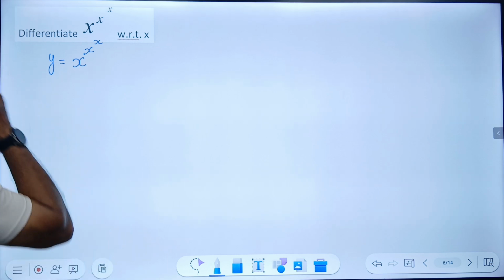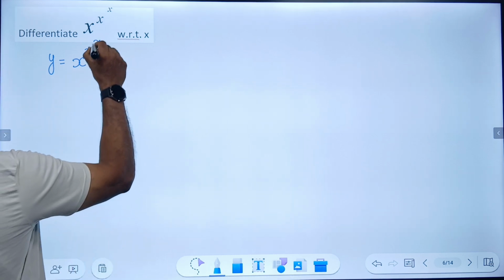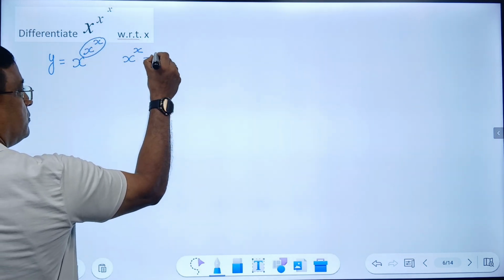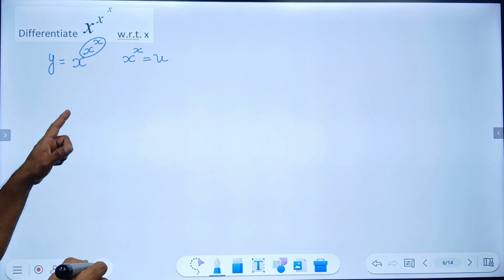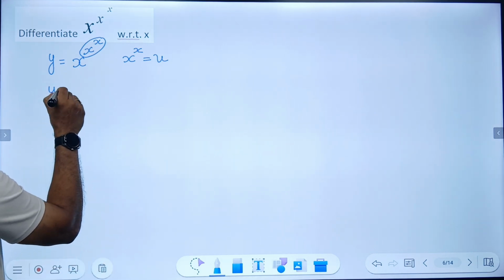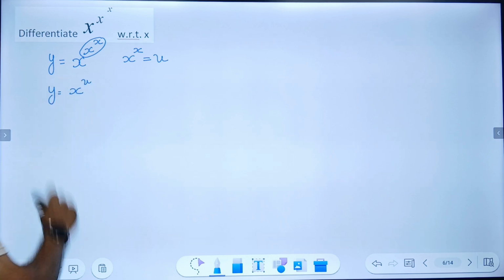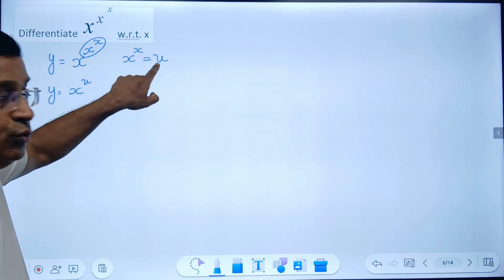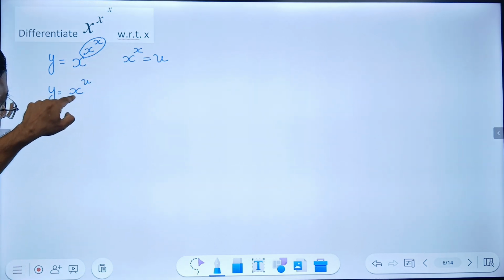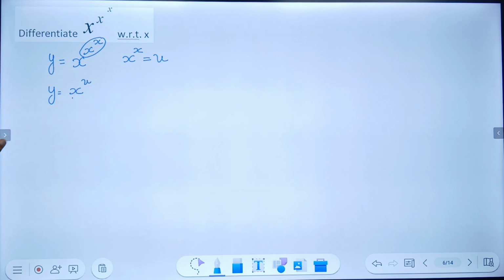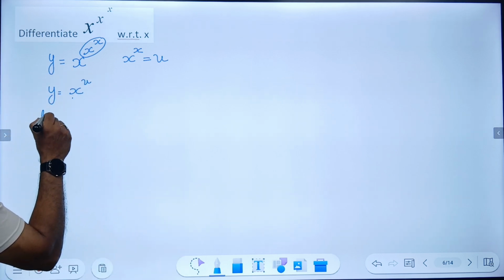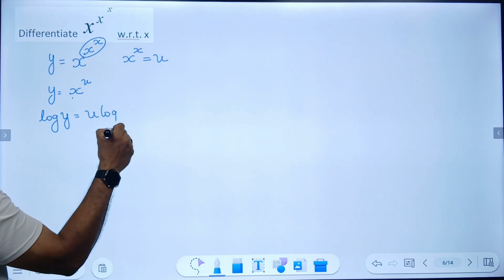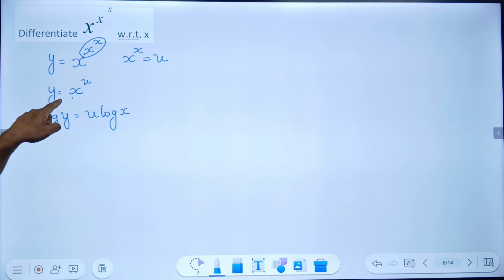So what I will do, first of all, I will take this x power x as u, some variable u. It's a variable. So I get y equal to x power u, because I have taken x power x as u. Please remember, x power x is a variable, therefore u is also a variable. So when I say x power u, this is variable raised to the power of variable. So when it is variable raised to the power of variable, what should I do? I should take log. So what is log y? Log y is u log x, n log a.